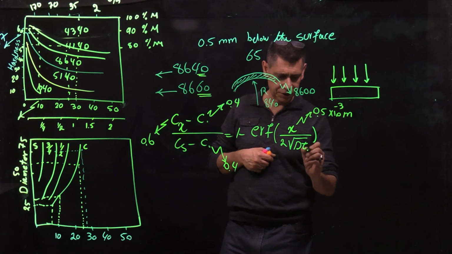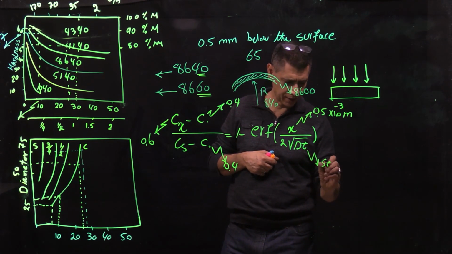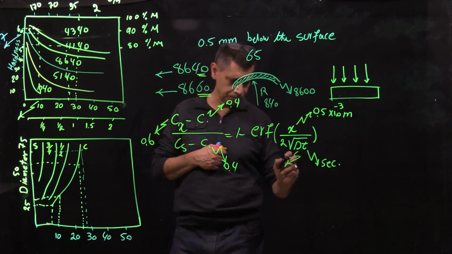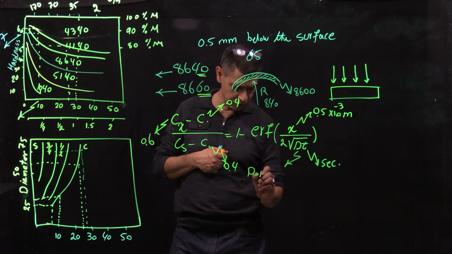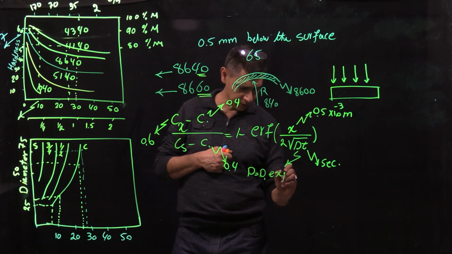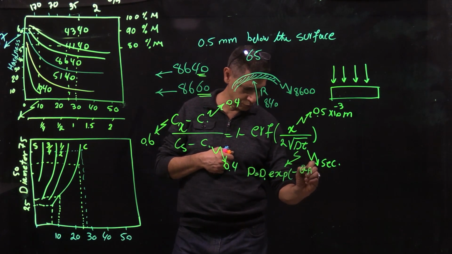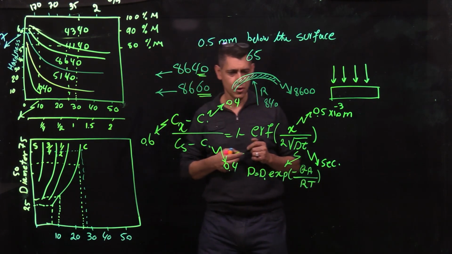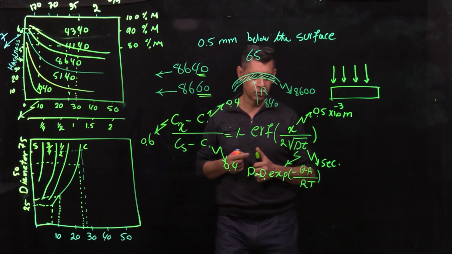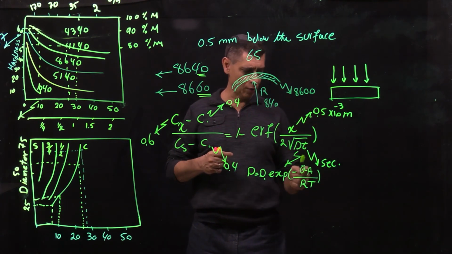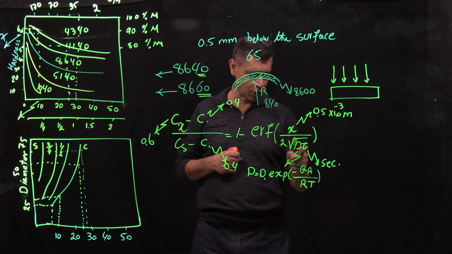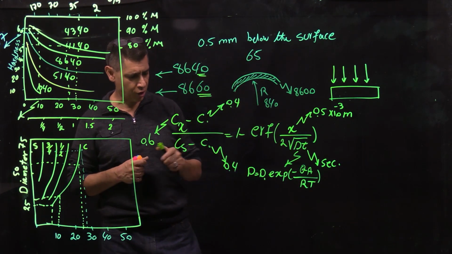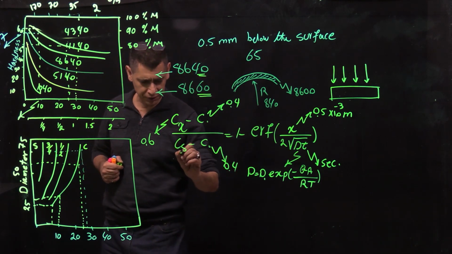So this t is the time in seconds. This D is the diffusion coefficient at a given temperature. So D is equal to D sub naught exponential of minus Q_A over RT. Okay. So right now you have temperature, you have time, you have distance, you have initial carbon, and then here we go, maybe another thing here.